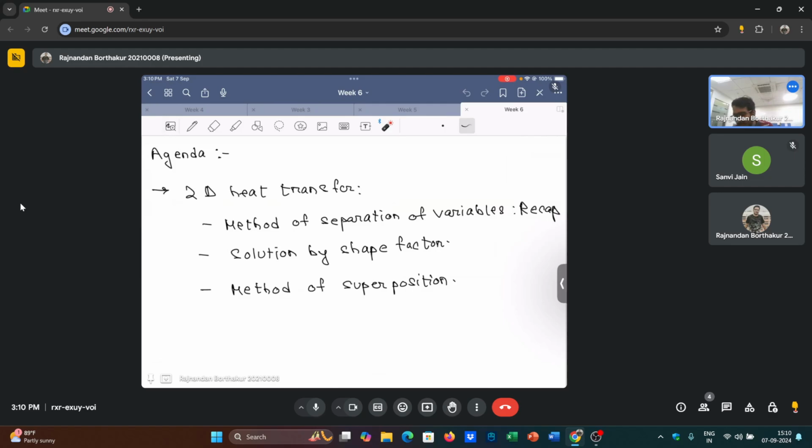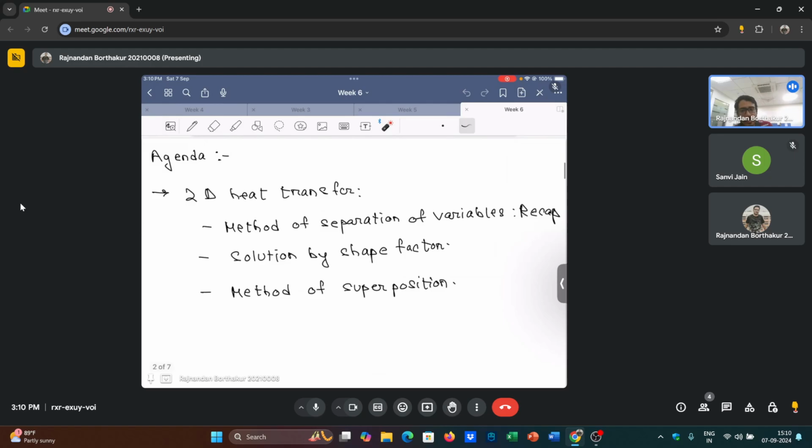So in that we will study something which is known as 2D heat transfer, and this is also associated with the contents of the lecture series on week 6. So this is something that we plan to do today. And as I said, there will also be a class tomorrow, which is the adjustment of the class that was missed on 31st August.